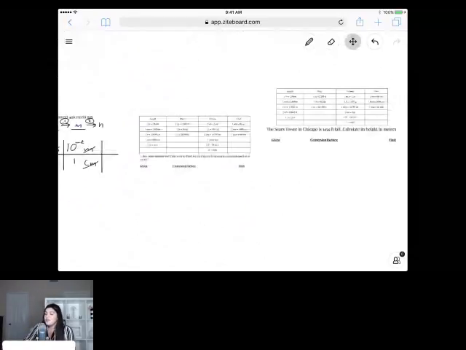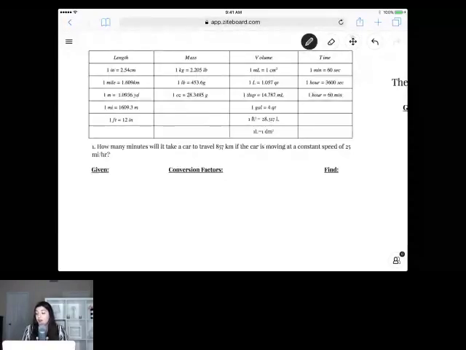Okay, so starting with this first example of how many minutes will it take a car to travel 857 kilometers if the car is moving at a constant speed of 25 miles per hour? I'm first going to talk about the setup of conversions, and this, I believe, is going to answer Chris's question.